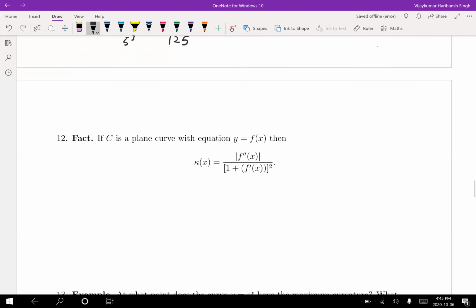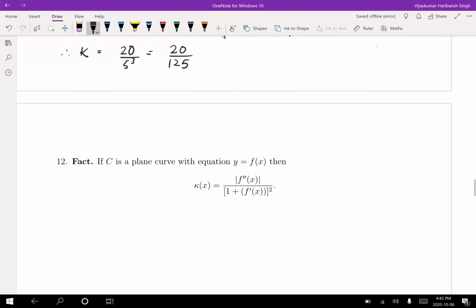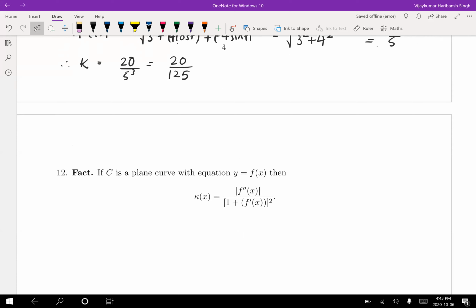Now, another factor is, what about the plane curves? That means they are in the plane. How do we get the curvature of those curves? So consider the following plane curve y equals f of x. And then we have the curvature given by the following formula. How do we go about it? Well, we can compute this in the following way.